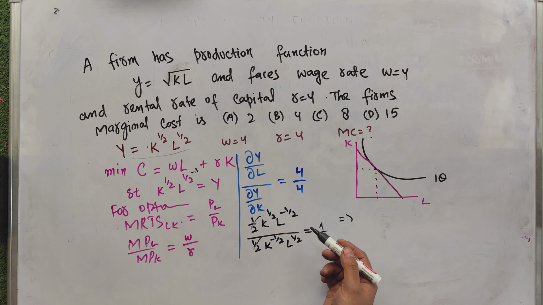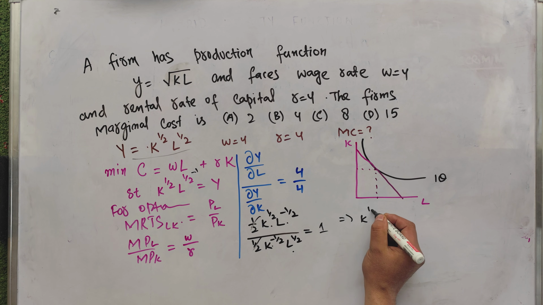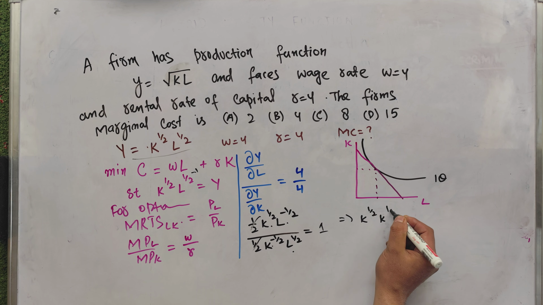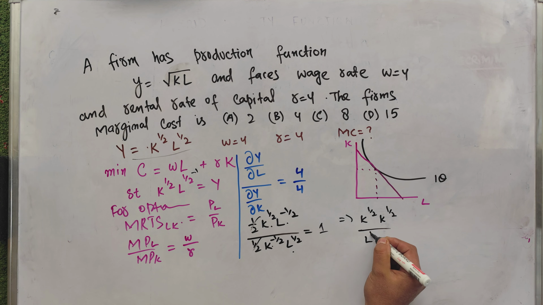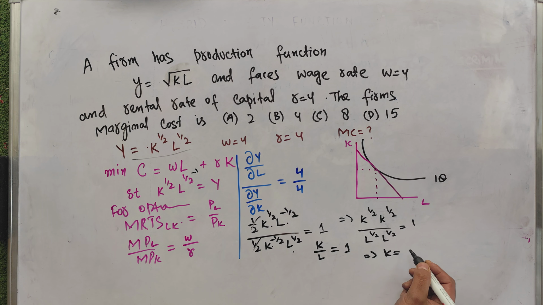Let us transpose this K to the numerator and this L to the denominator. We get K^(1/2) times K^(1/2) divided by L^(1/2) times L^(1/2), which should be equal to 1. Since the bases are the same, we can add the exponents, so 1/2 plus 1/2 is 1. So we get K/L equal to 1, which implies K is equal to L.